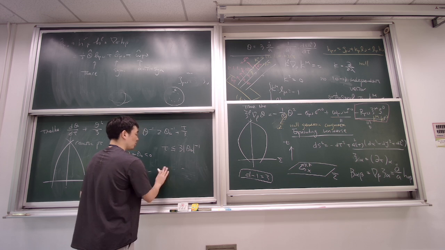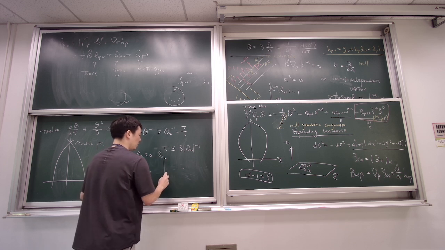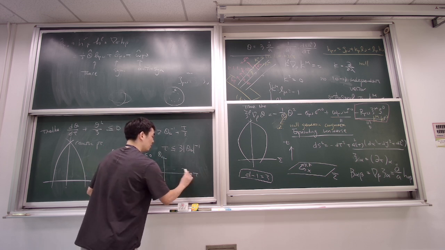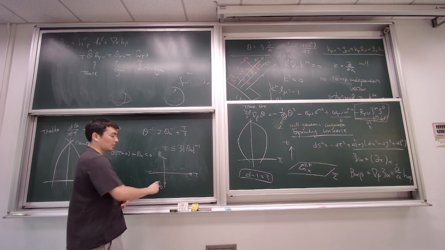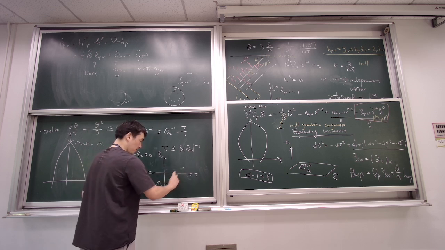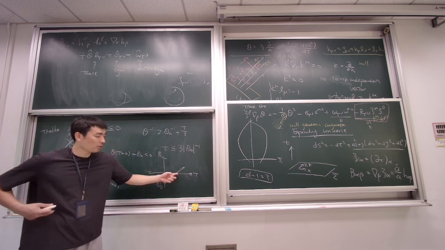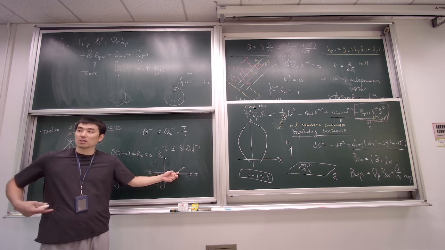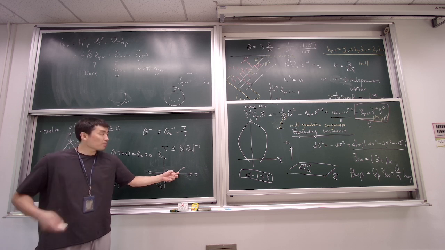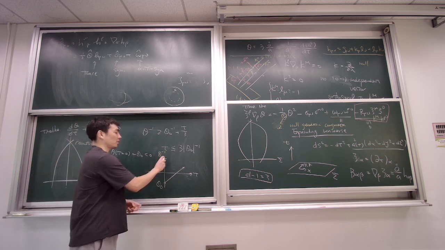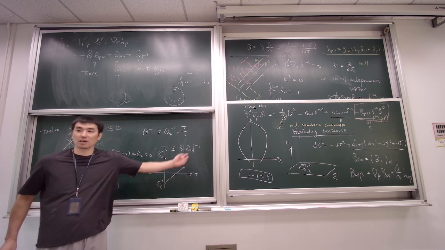Okay, how should I write them? This is theta, and this is tau, and at tau equal to 0 it's negative, theta 0. And at some point it becomes positive, right? It should be positive. Therefore, at some point theta inverse has to be 0.